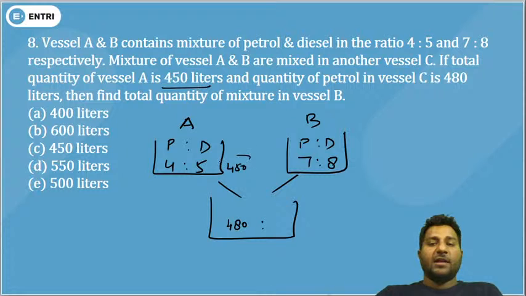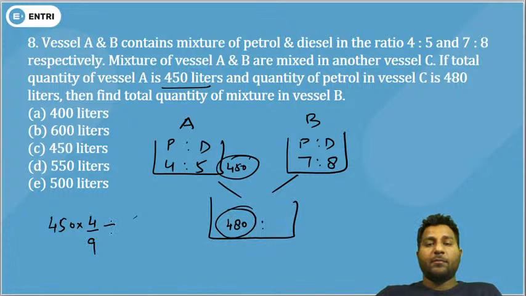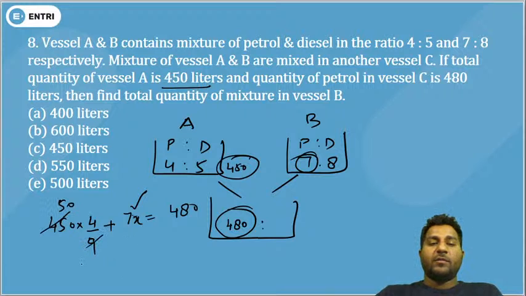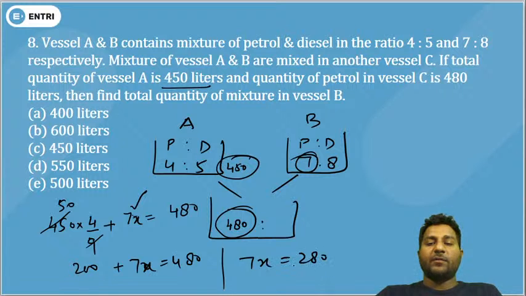Okay, look at this. In 450, you know that it will be 450 into 4 by 9, because we have to equate petrol only. Plus it will become 7x, and the quantity of petrol will be equal to 480. So let's find out x first. It will be 200 plus 7x is equal to 480, which means the value of 7x equals 280, which means the value of x is 40. So we have figured out the value of x.